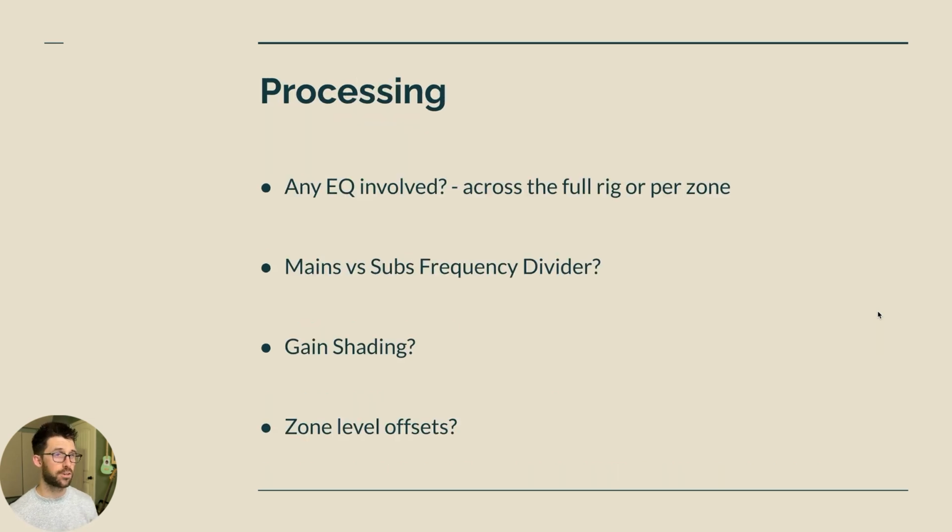And processing, is there any EQ involved? Across the full rig or per zone, are the right presets loaded up? Is that all good to go? What's the crossover or frequency divider at for the mains and the subs? Are you using any gain shading? So this is within the line array, are you shading the array to get the colors to match more?